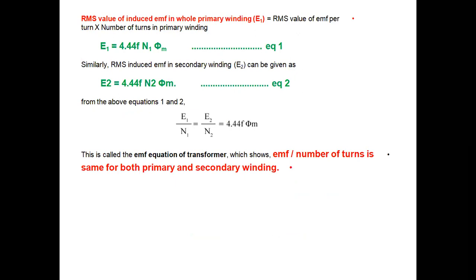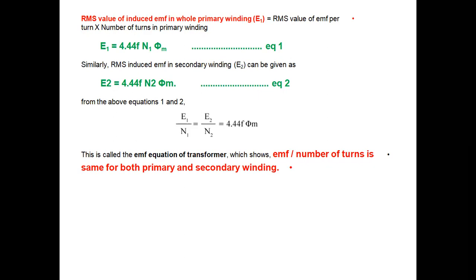The previous EMF was the per turn EMF. Let's say I want to represent the EMF induced in the primary winding by the abbreviation E1. So E1 with number of turns N1 can be written as 4.44 f N1 phi m. In the same way, for the secondary winding, the formula for E2 will be 4.44 f N2 phi m. So these two equations help us to calculate the primary induced EMF and the secondary induced EMF.